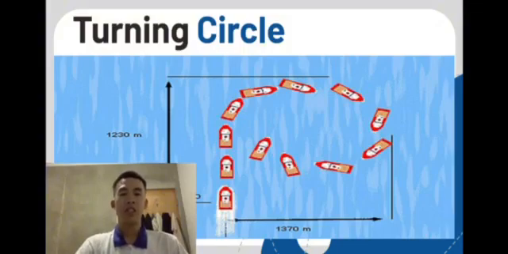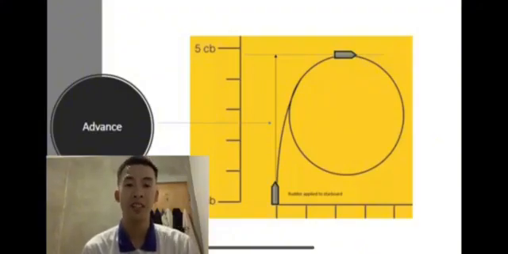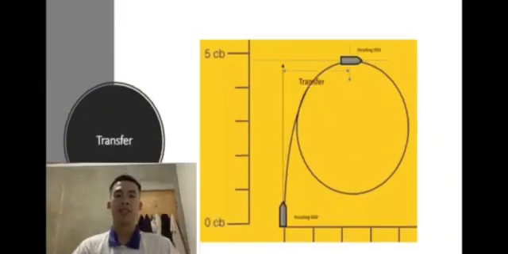Turning circle. It is when a vessel is made to turn under a continuous helm through 360 degrees. It will follow a roughly circular track. Advance. It is the distance a ship or vessel travels before it can actually change its course. Transfer. It is the horizontal or transverse distance traveled while a ship makes a 90-degree change in heading.